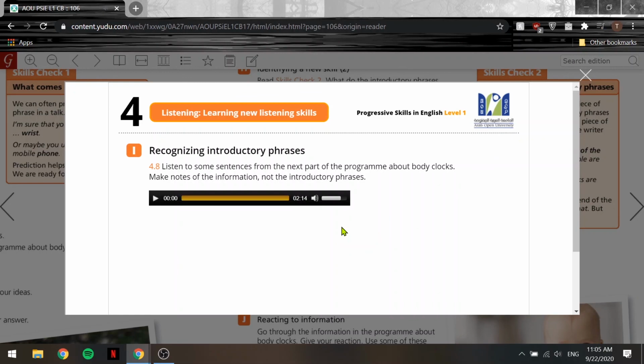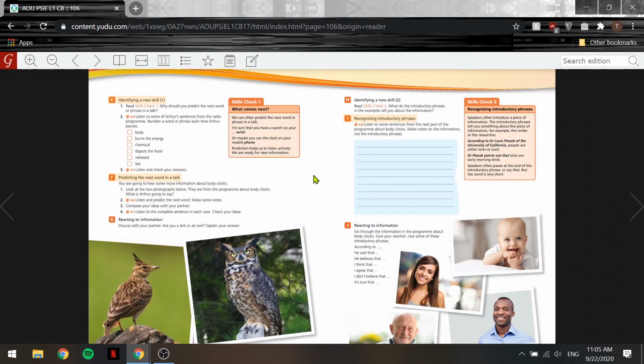Okay, so that was exercise I, and by finishing this exercise here, we conclude the listening section for theme 4.